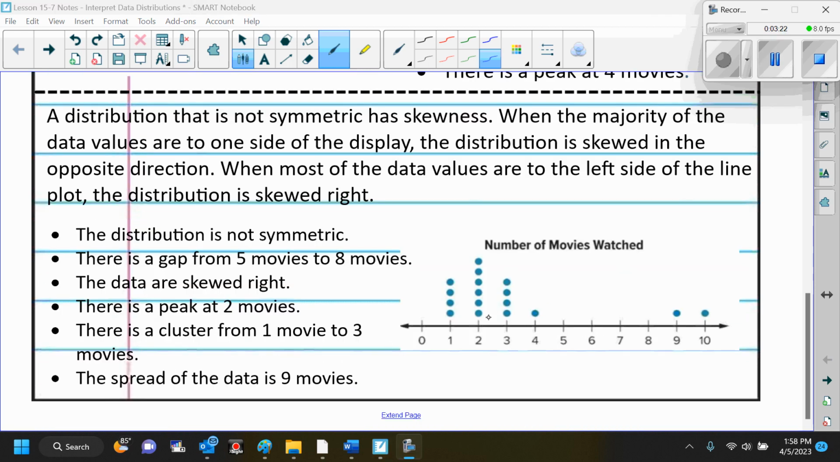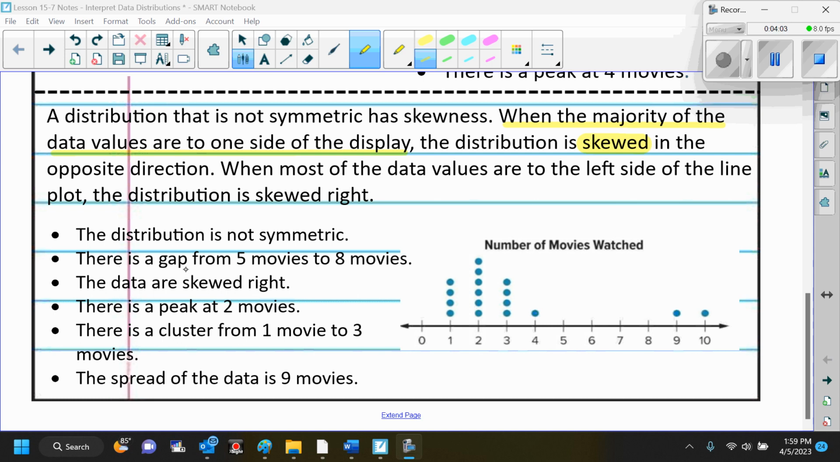Here is an example of a line plot where the data is not symmetric. A distribution that is not symmetric has skewness. When the majority of the data values are to one side of the display, the distribution is skewed in the opposite direction. Let's write that down. It is skewed when the majority of the data values are to one side of the display. This is not symmetric. It's not the same on both sides, so we can't fold it in half.